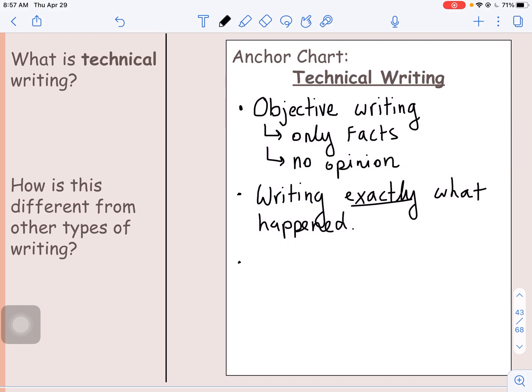An important piece of technical writing that's different from other types is you're never going to use words like I, me, my, we, us, anything like that. You will have no perspective from your own point of view. So you can't use words like I, me, my, we, us. You're not allowed to use those words in technical writing.